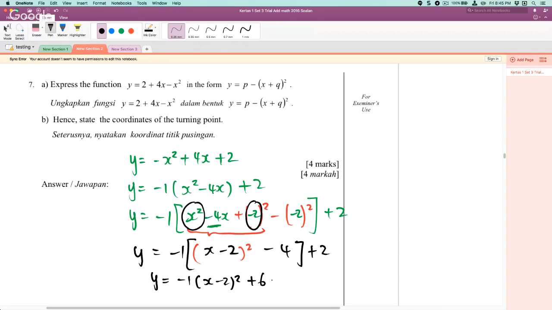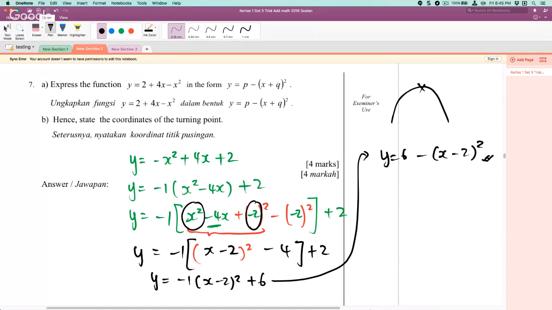All right, then I arrange it into the pattern they like, which is y equals 6 minus (x minus 2) squared. So I know my p is equal to 6, my q is equal to negative 2. And then state the coordinate of the turning point. Completing the square can always tell you what your maximum is, right? So according to this equation, the maximum is (2, 6). All right, so it's very simple.